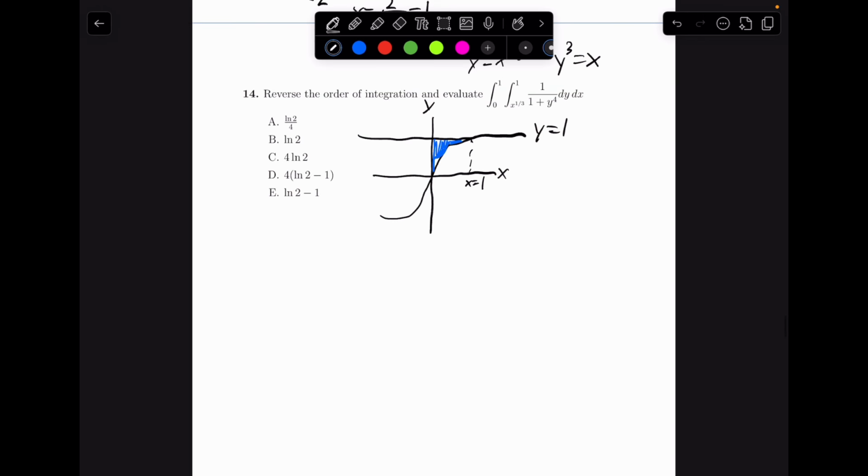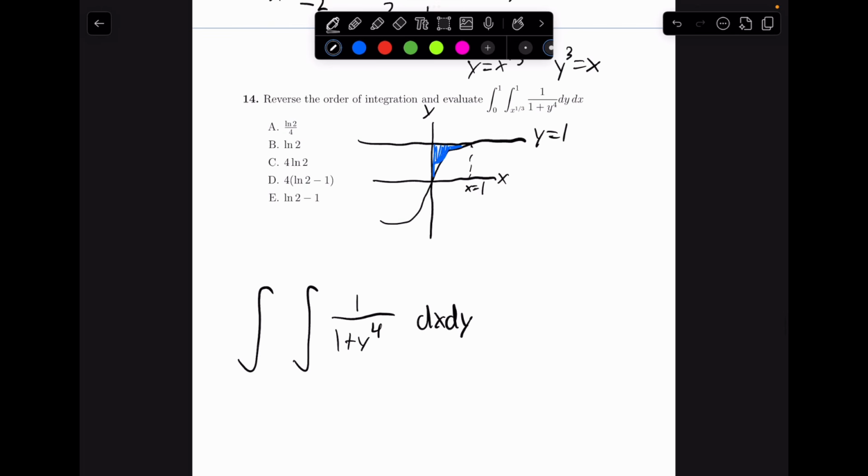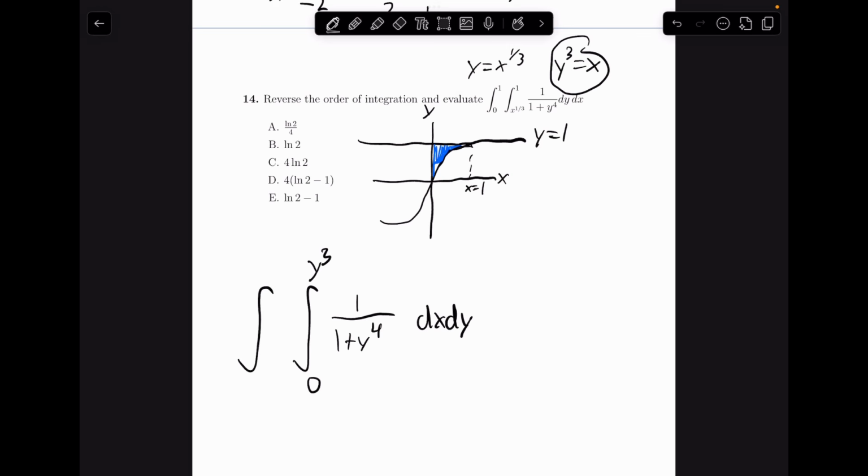Okay, so we're going to reverse. So we're going to go dx dy this time. And we always keep the inner integral, so we still have this. Okay, and x this time, we're going from what? Well, x, we're starting at 0, and we're hitting this curve right here, which is y cubed as we derived up top. So x is 0 to y cubed, and then y is 0 to 1.